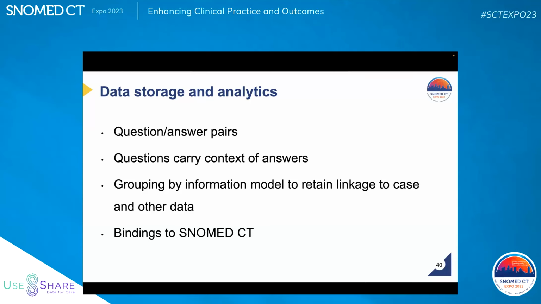Remember how we said there's this information model. So there's a case, right? And then there's a part, or many parts, and then a gross description and microscopic description, ancillary studies, and ultimately your synoptic report. It's critical that you maintain some semblance of that structure, the grouping. More often than not, at least in the US, it would be a case number or an accession number, if you would. But the data can often be pulled apart. But we're saying you have to be able to keep those question answer pairs together.